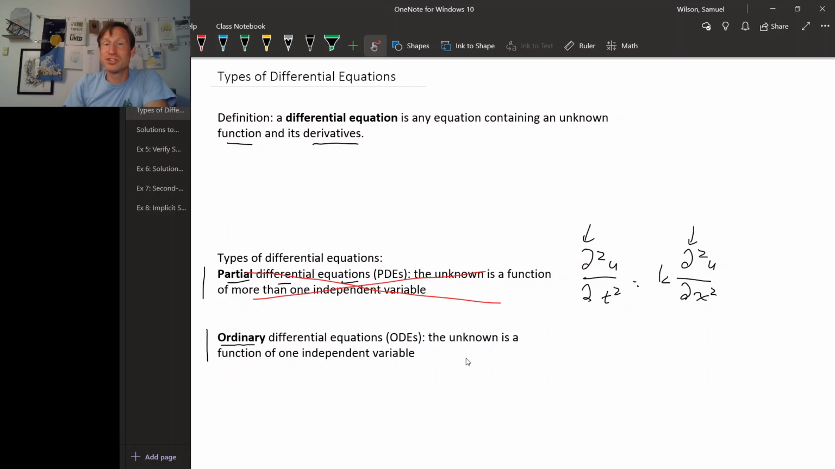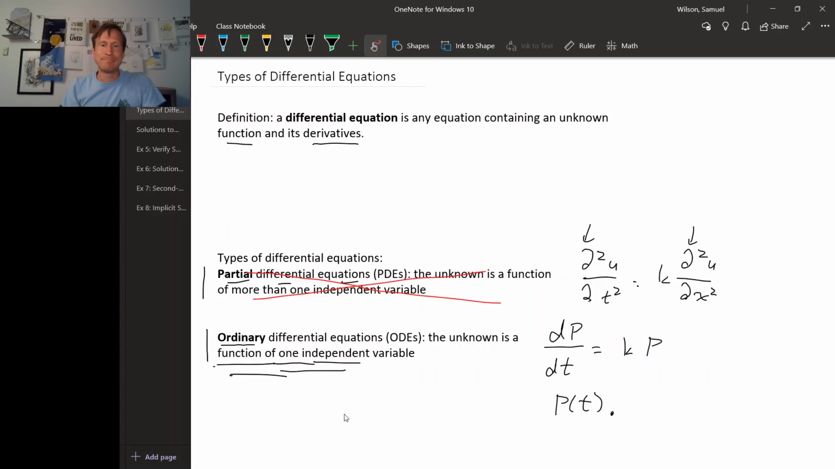In ordinary differential equations, the unknown function is a function of a single independent variable. So this is more like the population example where we had dp dt equals some function of p, and our unknown was a function only of a single variable. So in this class, we're only going to be looking at ordinary differential equations. All right. But even among ordinary differential equations, there are a few different types that are good to know about.